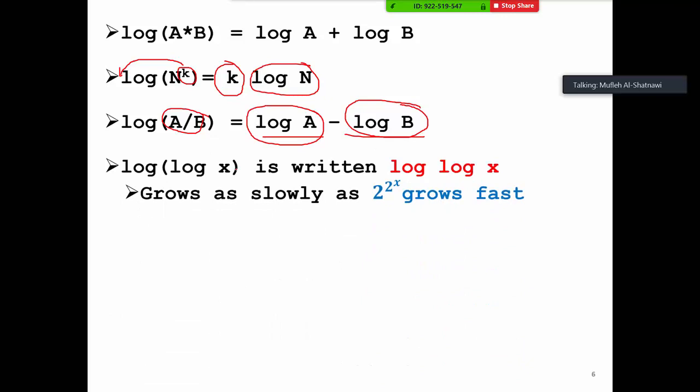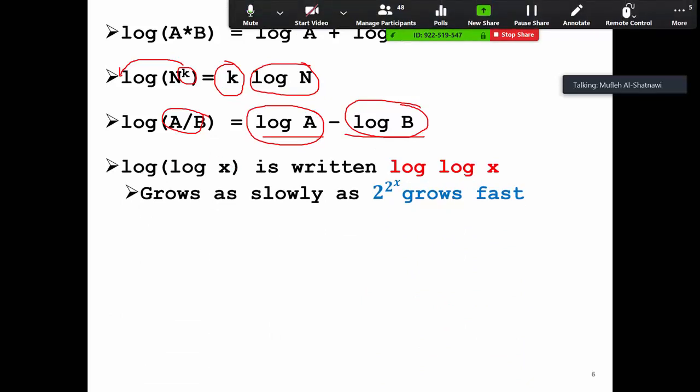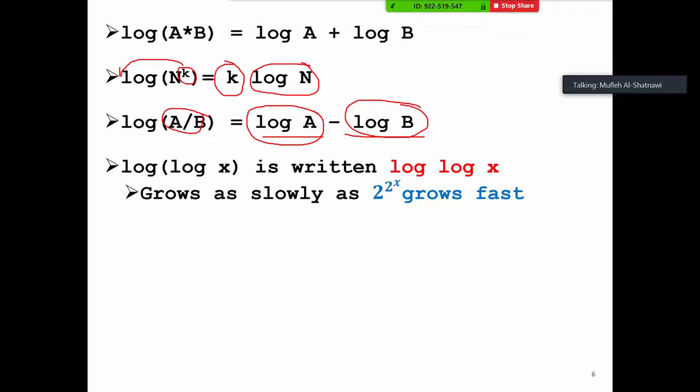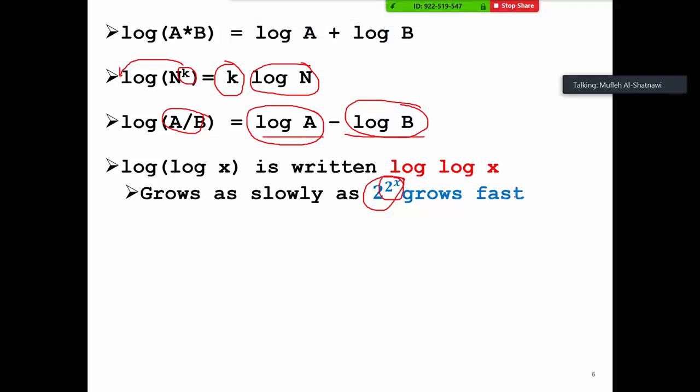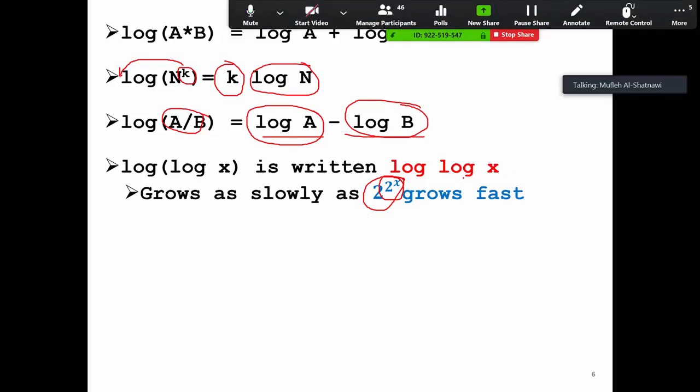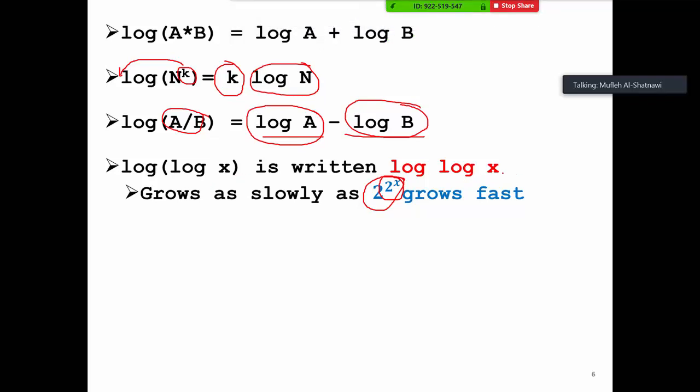Log of log x. If you have a log x inside a log, this is equivalent to saying log log x. This is growing very, very slowly compared to 2 to the power 2 to the power x. This is a double exponent where you have 2 to the power 2 to the power x. As you can see, this is growing very fast, but log of log x is growing very, very slowly. So if you have an algorithm with time complexity log log x, you know that this is a very fast algorithm, or it will not take long to execute.